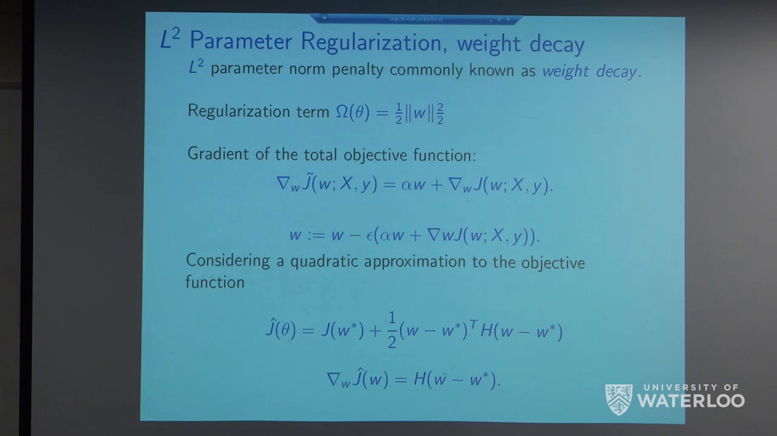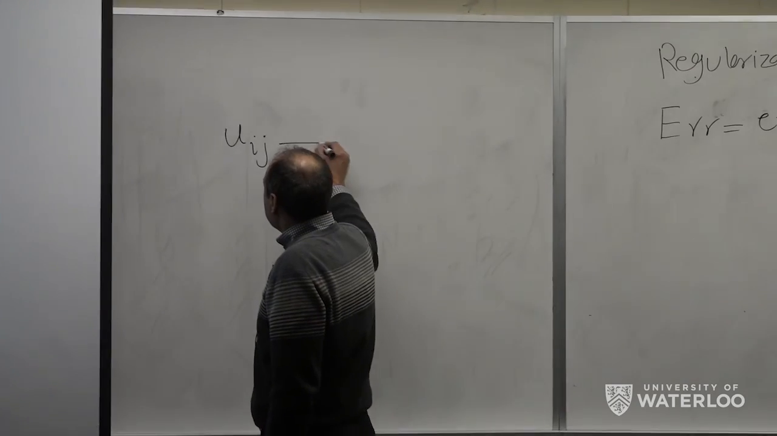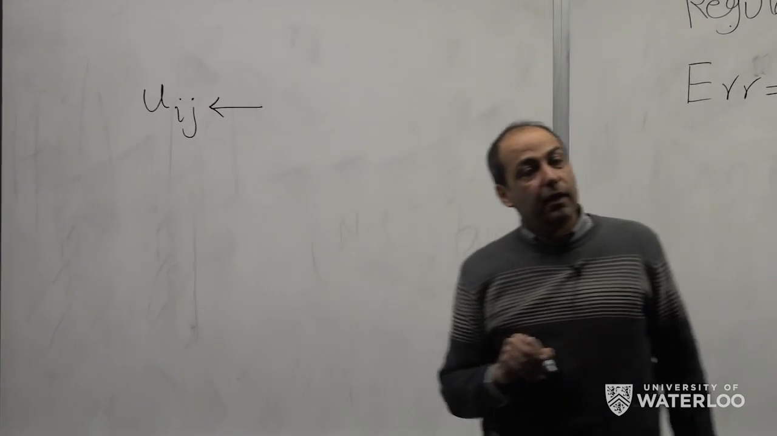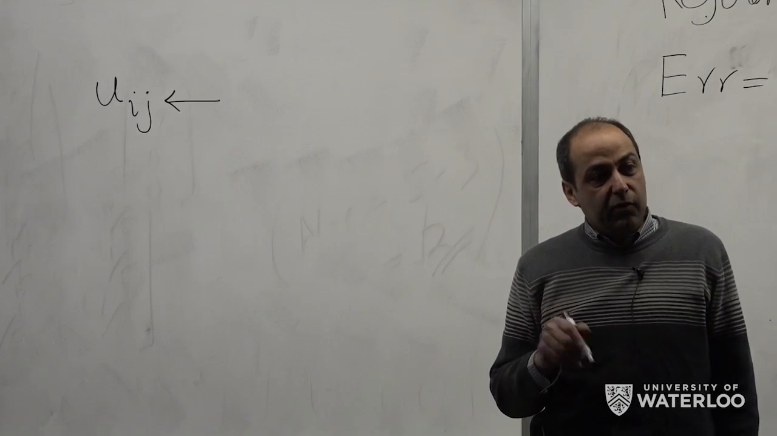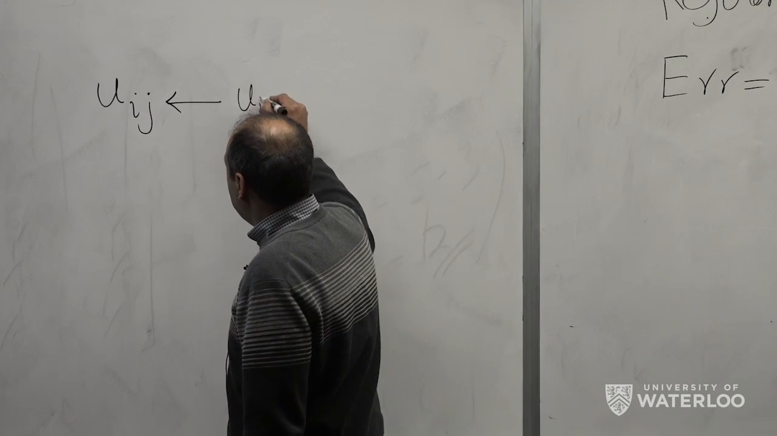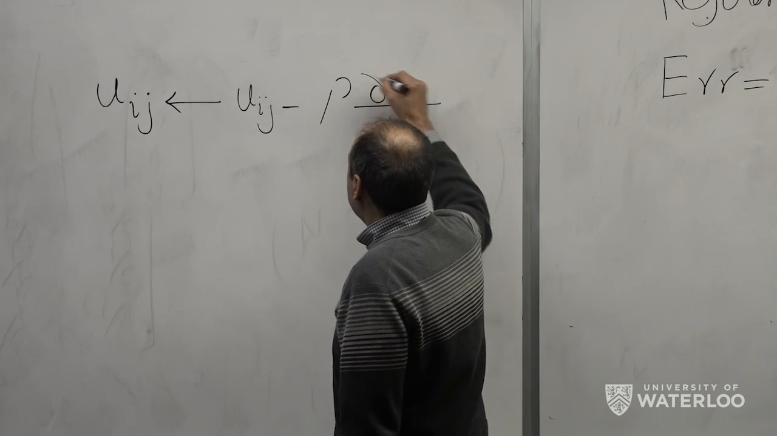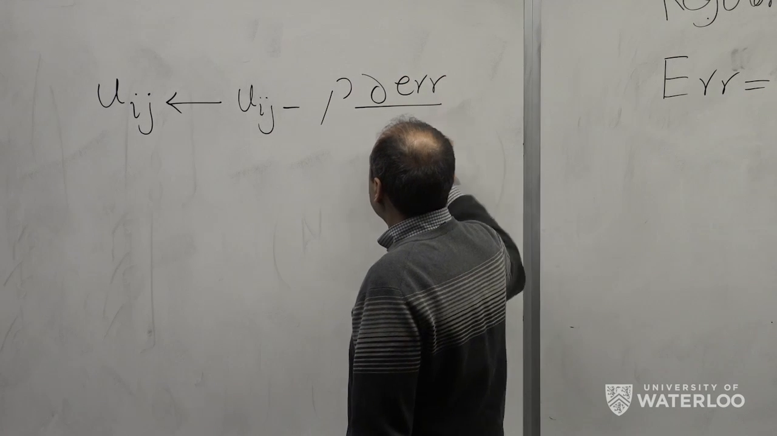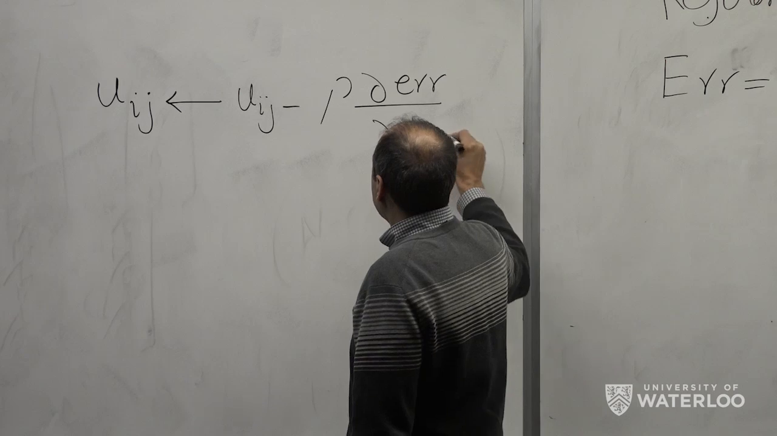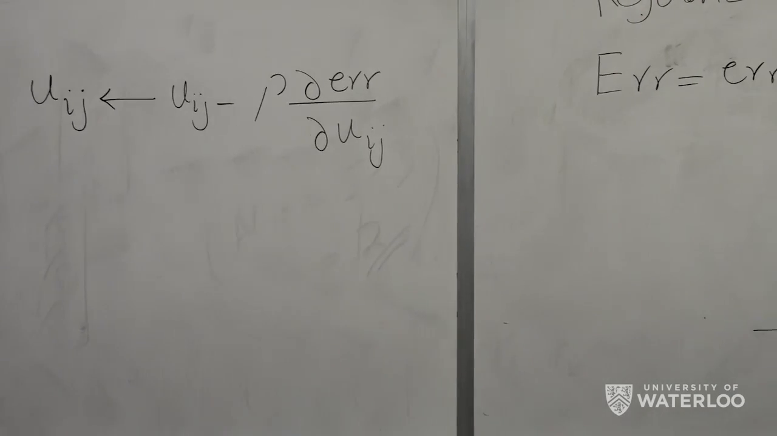If you remember, in a neural network, we had a weight, and through the process of gradient descent, we wanted to update this weight. So the new weight was the old weight minus some learning rate times the derivative of the error with respect to this weight. That was our update, right?